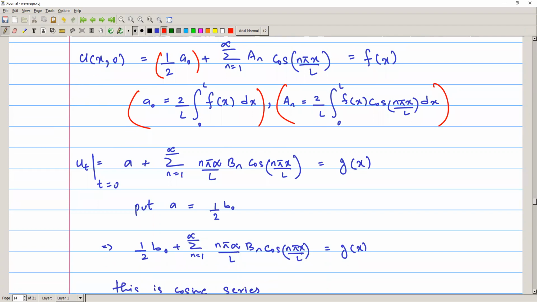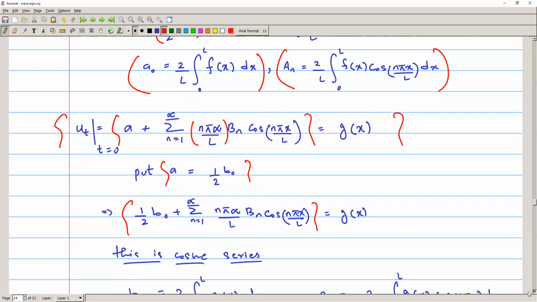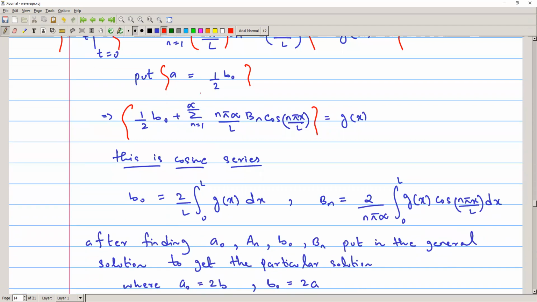And then similarly for the second initial condition, we will find the derivative, that is the initial velocity. So then we will be left with this function a plus summation n equals 1 to infinity n pi alpha over L b_n cosine n pi x over L, right? So this n pi alpha over L comes because of the derivative, right? So now we can put a equals half b naught again to make it compatible with the cosine expansion. So here now this is the equation for cosine expansion. So, right, it equals g of x, and we can find b naught and b_n, right?